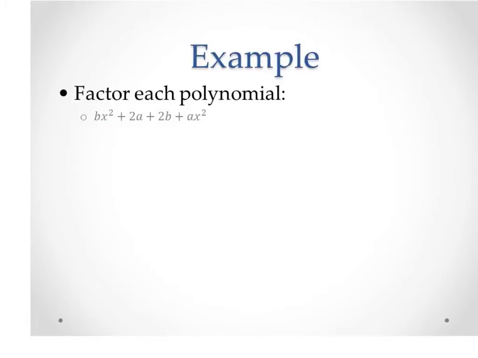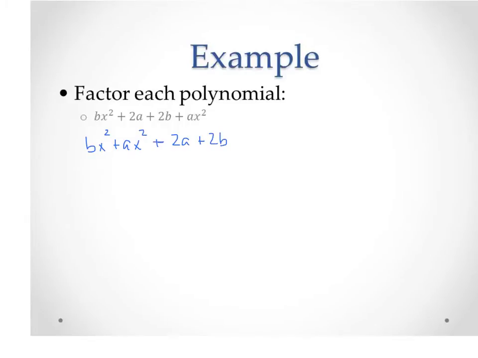Okay, so here we are, 4 terms. You're looking to see if you can do any kind of grouping. If we look at the first 2 terms as is, do they share anything? They don't. Okay, well, you don't have to keep them in the same order they're given. So what if we rearrange them a little bit? What if we do bx squared plus ax squared and group the x squareds, and then we'll group the 2's.